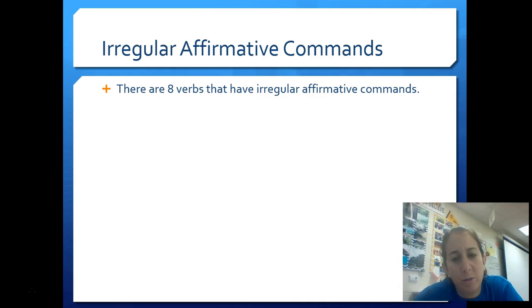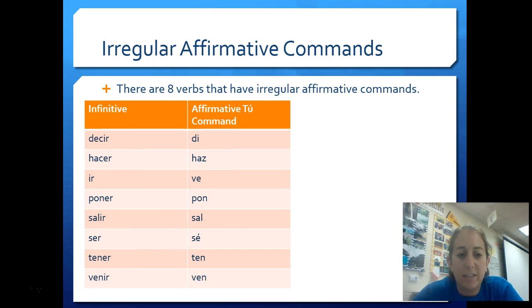Alright, of course, what would Spanish class be without some irregulars? So we have 8 irregular commands that you just have to memorize, and I've got a way to help you with that, and we'll talk about that in just a second. But here's our list of 8 irregulars. Decir, di. Hacer, haz. Ir, ve. Poner, pon. Salir, sal. Ser, sé. Tener, ten. Venir, ven. And like I said, you'll probably just have to memorize those. The biggest thing that's going to be important is that you know what those verbs mean. So if I say sal, what does that mean in English? If I say pon, what does that mean?